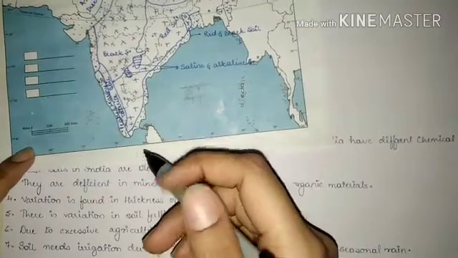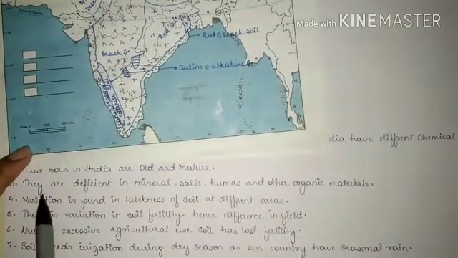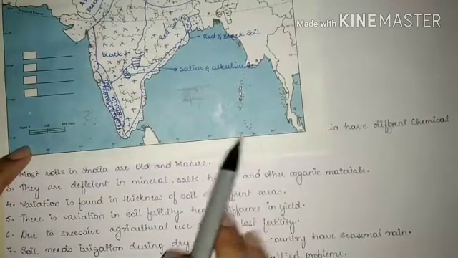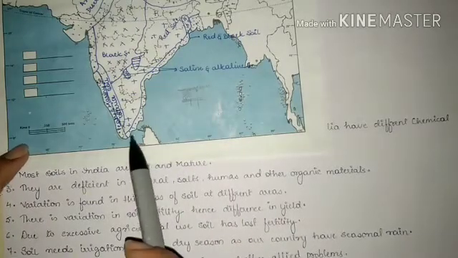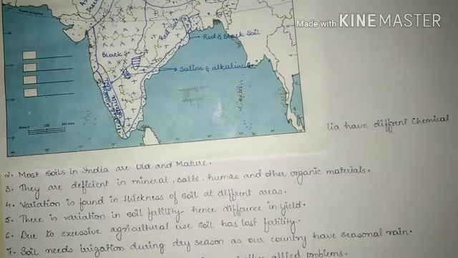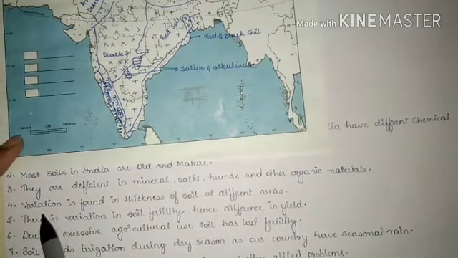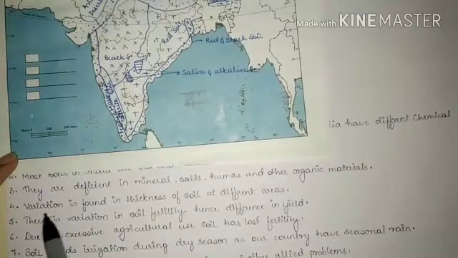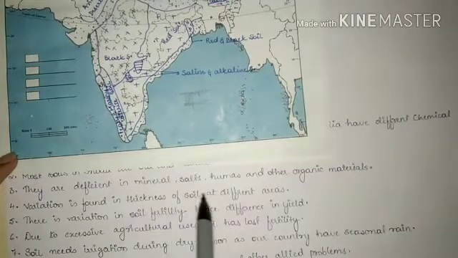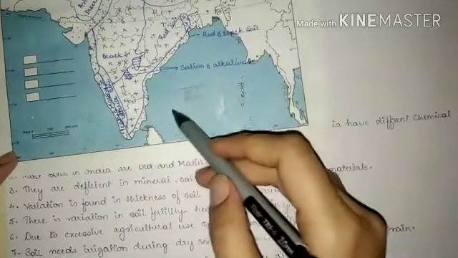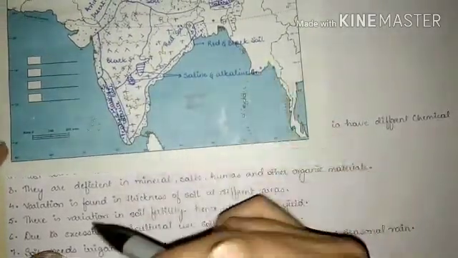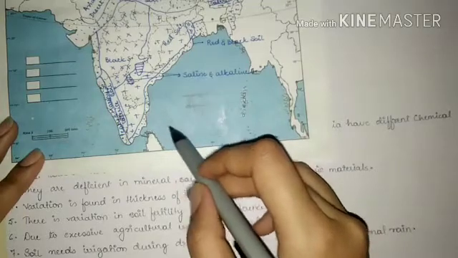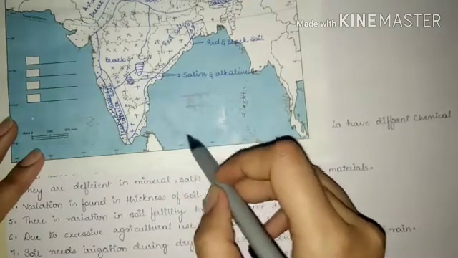Then we have the third point, that these soils are deficient in minerals, salt, humus, and other organic material. As we have seen, some of the soil is deficient in nitrogen, another in potash and phosphate. So we have one or another sort of deficiency in the soil. Then variation is found in the thickness of the soil at different areas. If we look at the plains and valley regions, we will have a thick layer of soil, while on the slopes we will have a thin layer or no soil, because of the erosion of the soil from here.